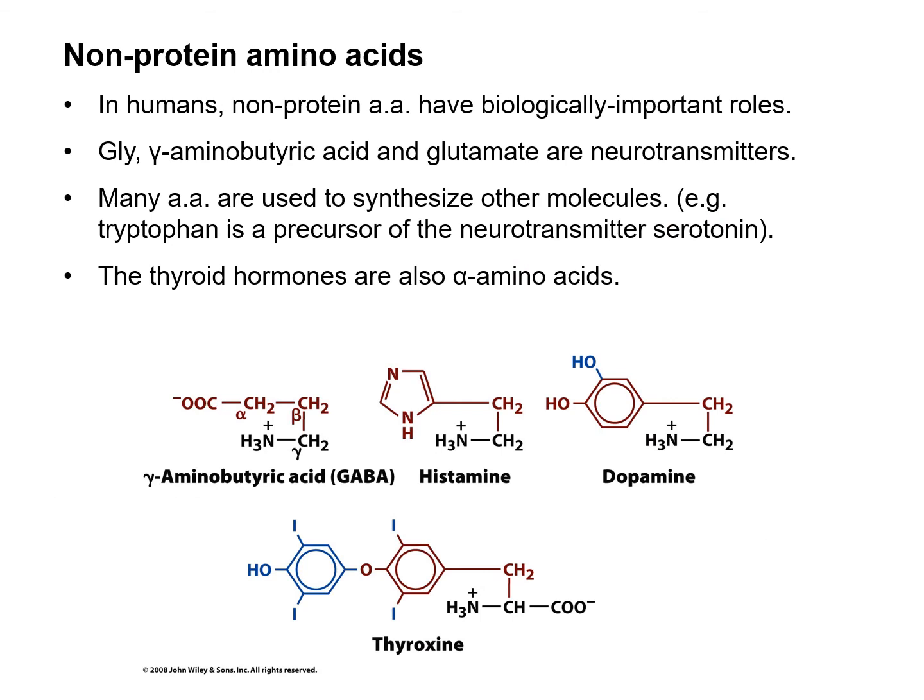And lastly, there are also non-protein amino acids which have biologically important roles, not just in humans but also in animals and plants too. The examples include glycine, gamma-aminobutyric acid or GABA, and glutamate, which are all neurotransmitters. And also, many non-protein amino acids are used to synthesize other molecules too. An example is tryptophan, that is a precursor of the neurotransmitter serotonin. And also, thyroid hormones are alpha amino acids.